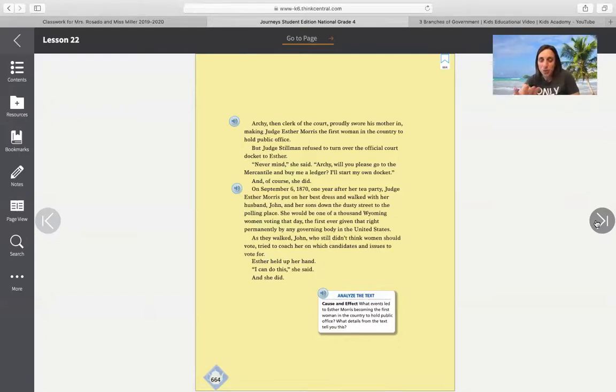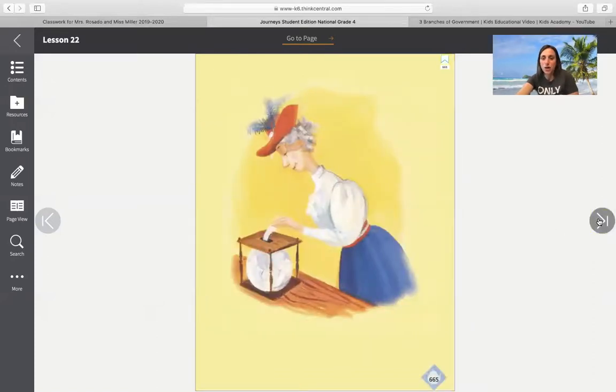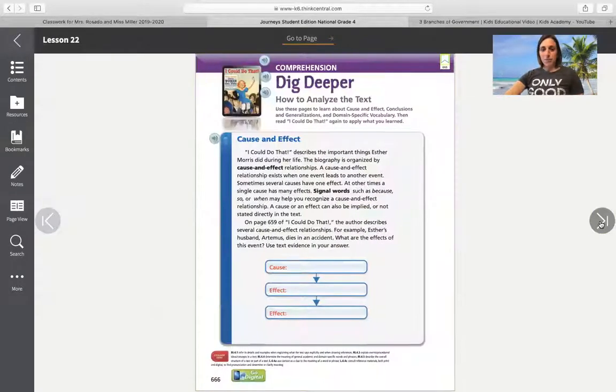So this woman, Esther Morris, became the first judge in the United States. She also became one of the first women to ever vote in the United States. So what an amazing woman she was. Here she is at the polling place, and that is an illustration of her putting her very first vote in. And it's just absolutely awesome.